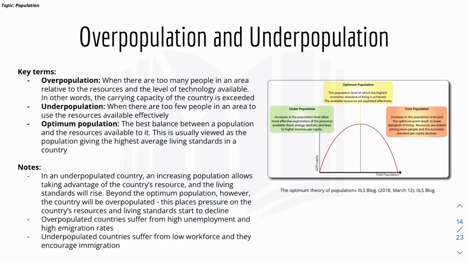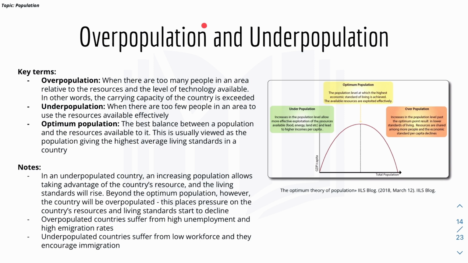So moving on, we have overpopulation and underpopulation. So here are some key terms. Overpopulation is when there are too many people in an area relative to the resources and the level of technology available. In other words, the carrying capacity of the country is exceeded. And underpopulation is the opposite, where there are too few people in an area to use the resources available effectively.